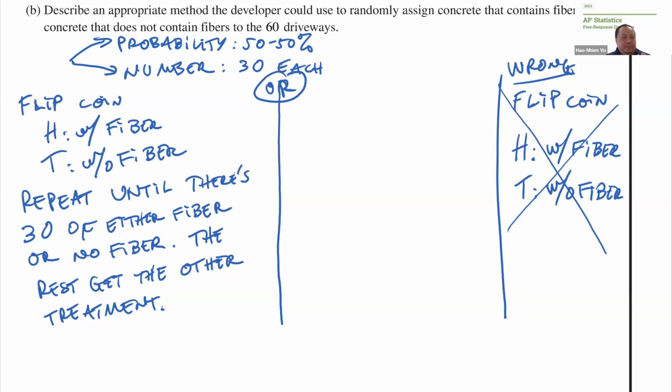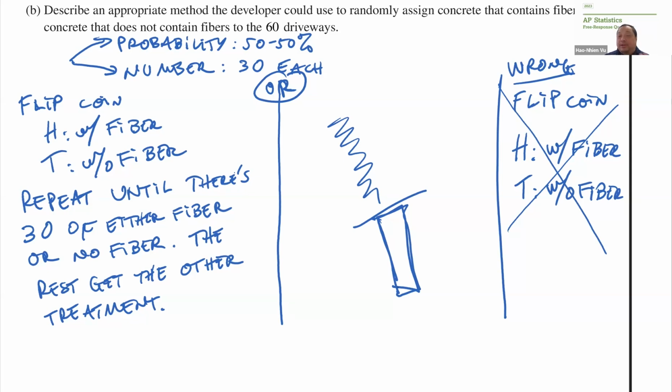You may feel kind of uneasy about this because it feels like you're flipping a coin, you get either fiber or no fiber, and then once you get 30 of something, the rest of them all get the same thing. It feels wrong because you have a string of people at the end that all get the same treatment. But it turns out that is perfectly fine.